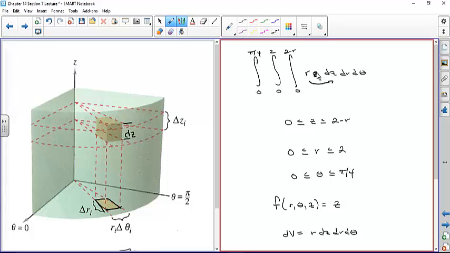Now, if z were a more complicated function, if it was some function of r and theta, or this thing was a function of z, r, and theta, then it'd be more difficult. Okay. So here we're integrating from z equals 0 to z equals 2 minus r, which is, what the heck is that?